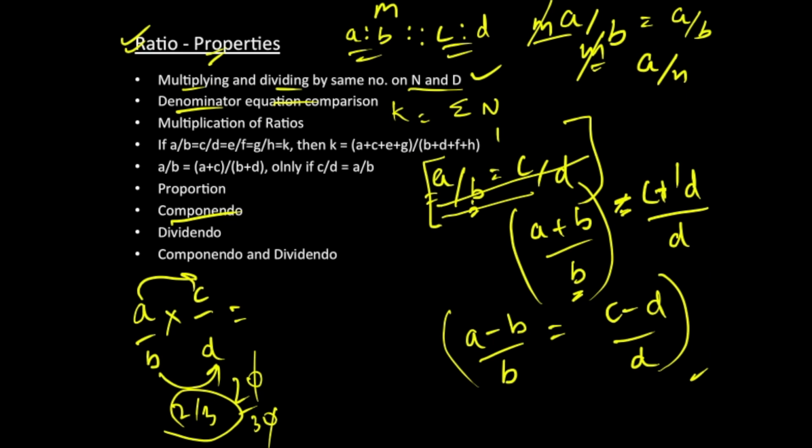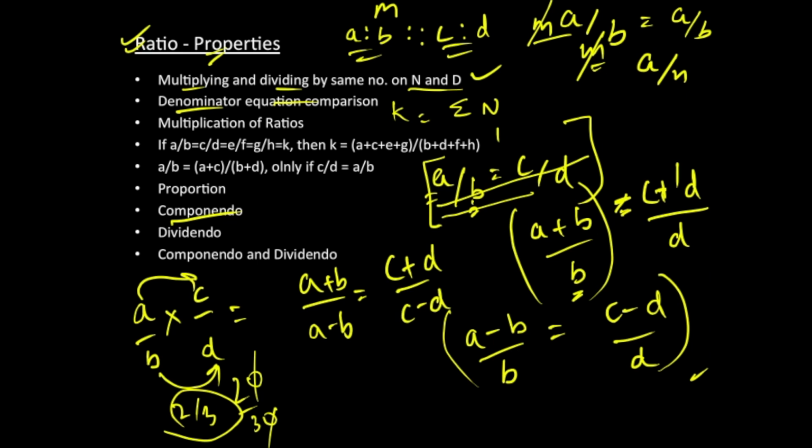And talking about componendo and dividendo, we perform componendo and dividendo simultaneously on the left hand side and right hand side. So what will we get? We'll get A plus B upon A minus B is equal to, on the right hand side, C plus D upon C minus D.